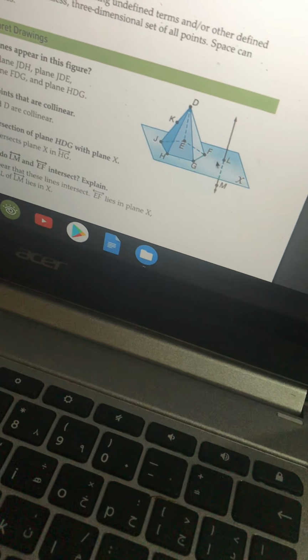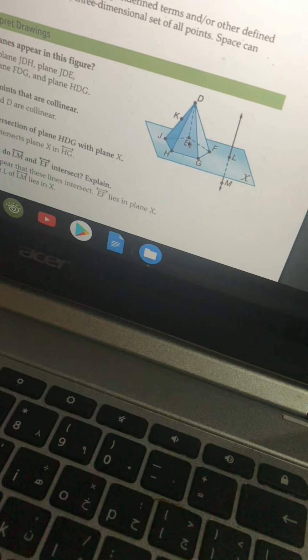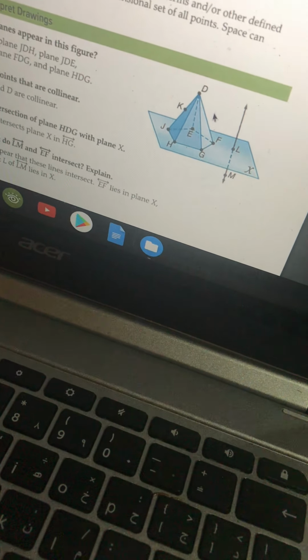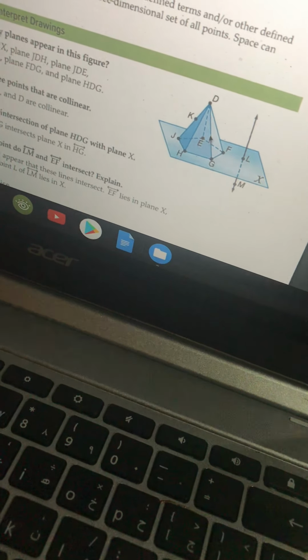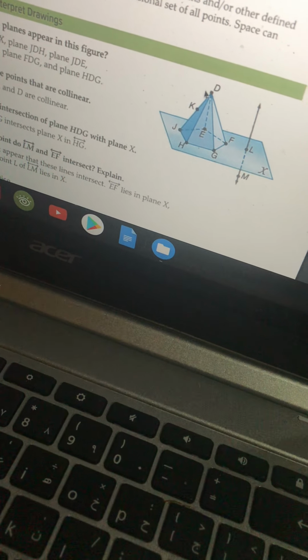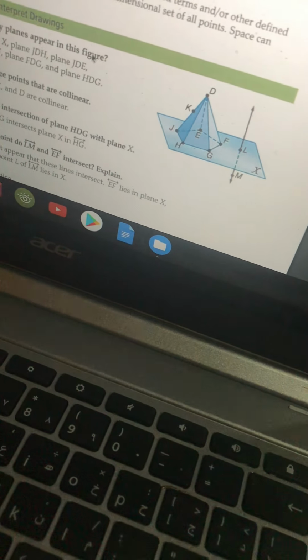Okay? How many planes do you see? I see plane X. I see plane E, J, H, G, F. I see plane D, G, F. I see plane D, E, F. I see plane D, E, J. I see plane J, H, D. So all these are planes. There are so many planes on this picture alone.